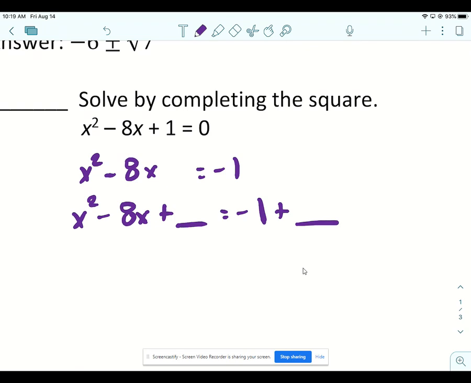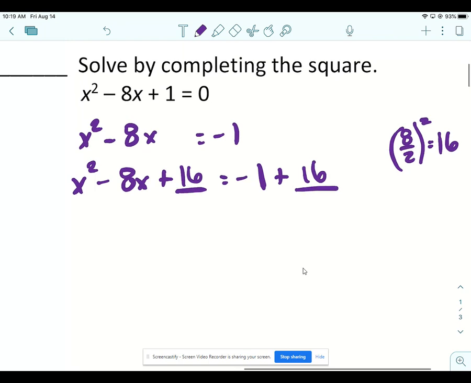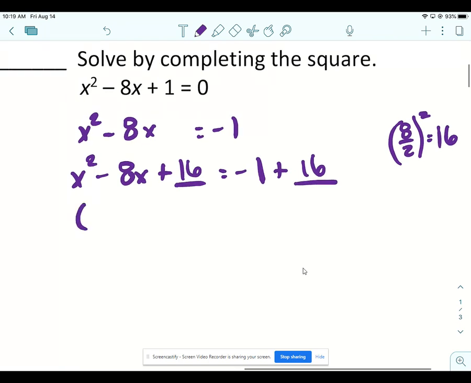In this case, well, in all cases, you take half of the middle term and square it. So when we take 8 and divide it by 2, we get 4. 4 squared is 16. 16 is what you add to both sides. And the reason you do that is to make this a perfect square trinomial.